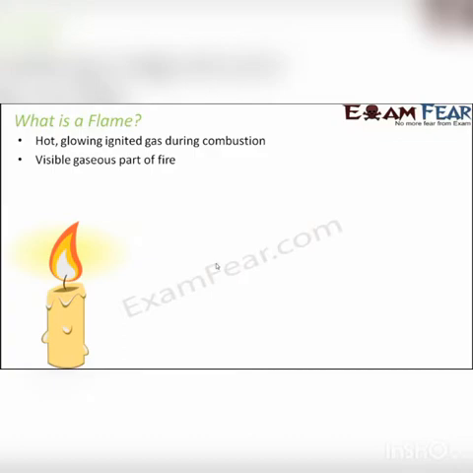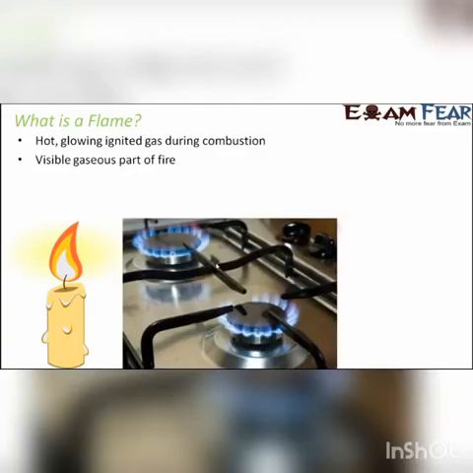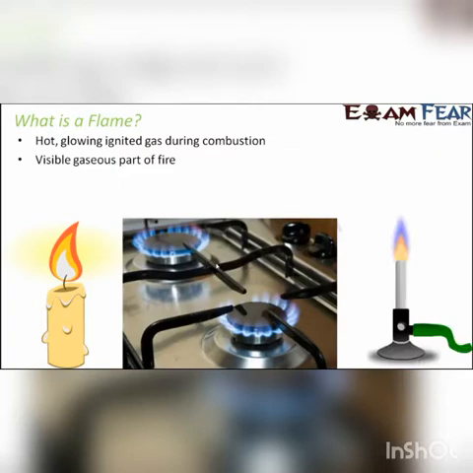Now, if you look at the flames from different objects, that is the candle flame or the LPG flame or even the Bunsen burner flame, all of them look quite different from each other. The Bunsen burner flame is more bluish in color. The candle flame is more yellowish or orangish in color. The LPG flame, in your gas oven, is also a little bluish in color. So the type or structure of the flame, the color of the flame, varies from one object to another.